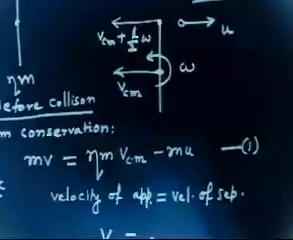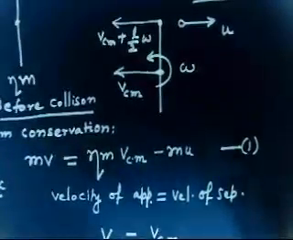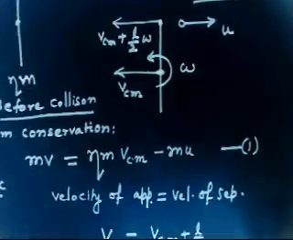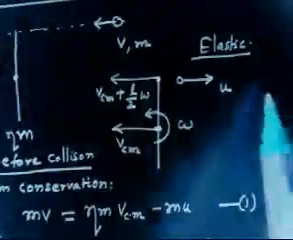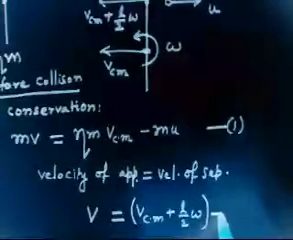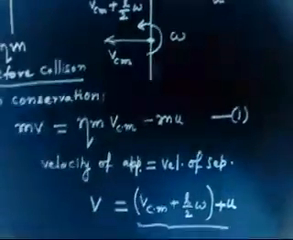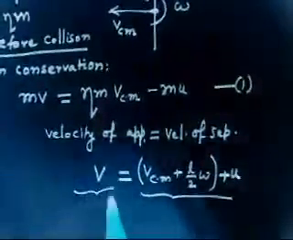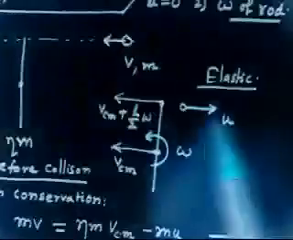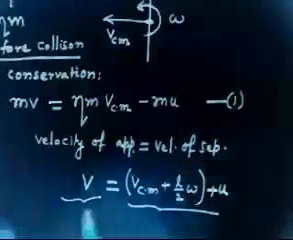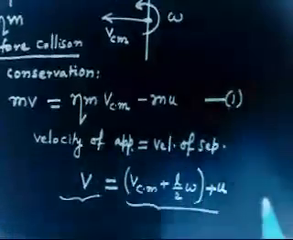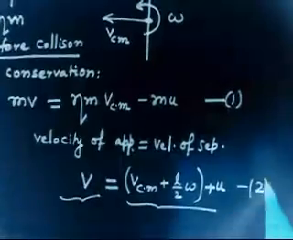So I can write VCM plus L by 2 into omega. This is the velocity this side and this is the velocity this side. So we have to add these two velocities, plus u. That's the velocity of separation. You see, this is the velocity of separation, this is the velocity of approach. Because this is going this side, this is going this side, so we have to basically add these two velocities. So let us say this is equation 2.